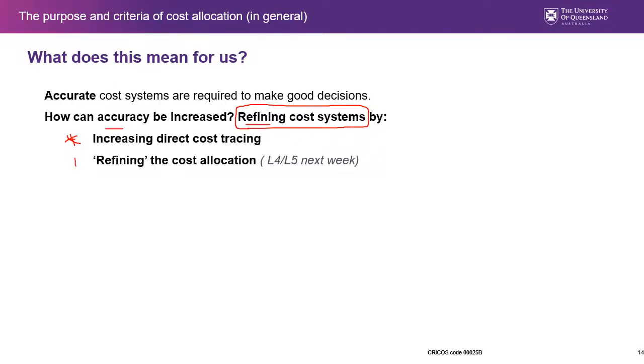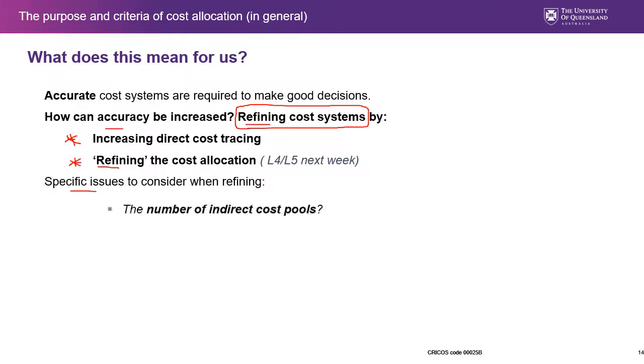Then what we want to do is refine our cost allocation system. So remember, to date we've talked about using a plant-wide cost allocation rate, so a single rate to allocate all of our overhead. But we can refine our cost allocation, and we're going to learn about that this week and also in Lecture 5. So some specific issues to consider when we refine are how many indirect cost pools shall we have? So currently we've just talked about having one manufacturing overhead cost pool, but it might be that that's not terribly accurate for our costing system.